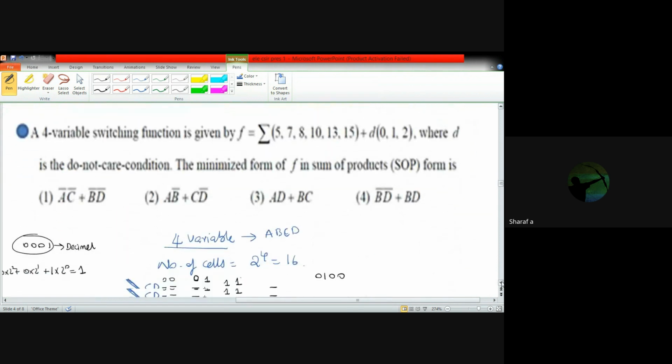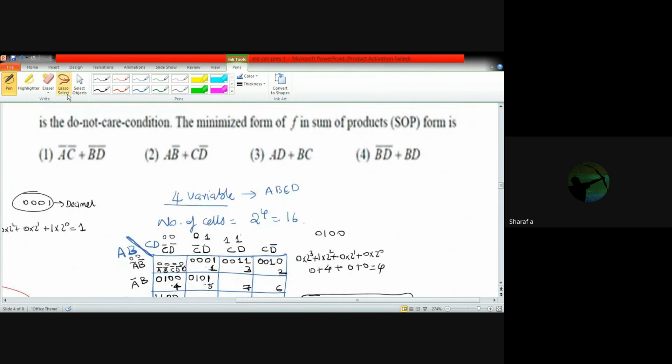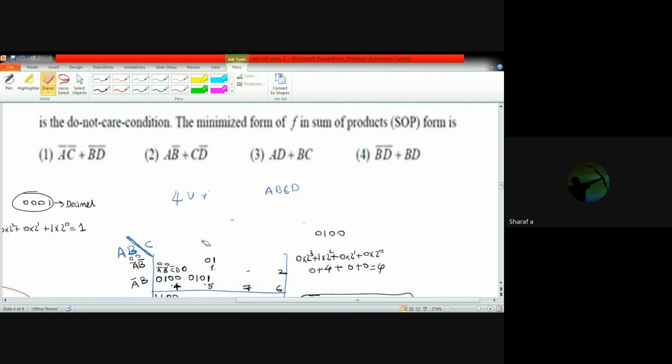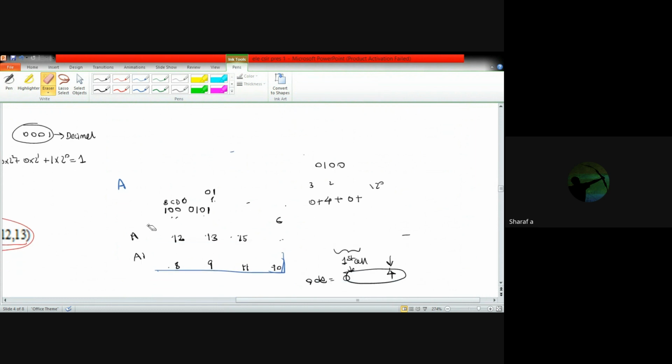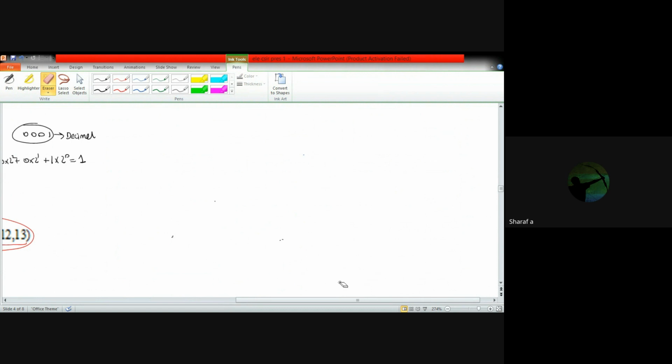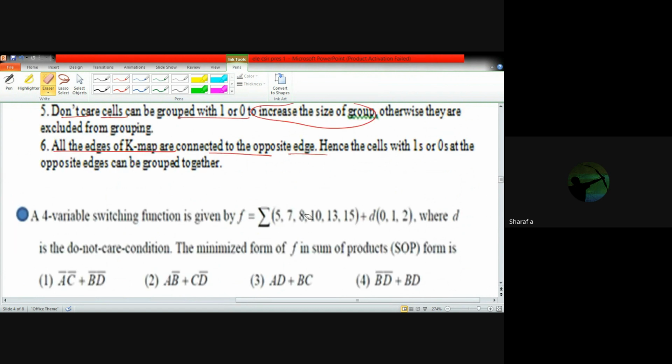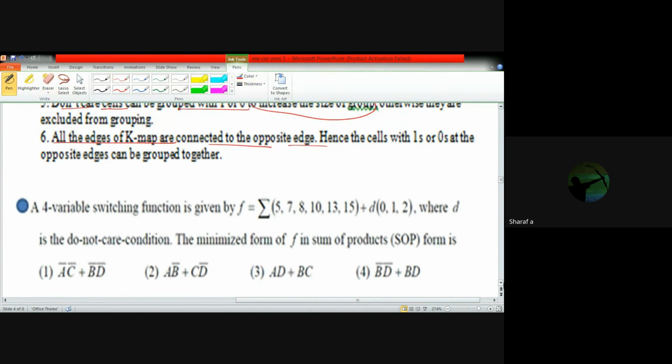So let us consider this problem. Then we will stop. We'll do the other problems in the next class. Okay, consider this problem. We can see here a 4-variable K-map.